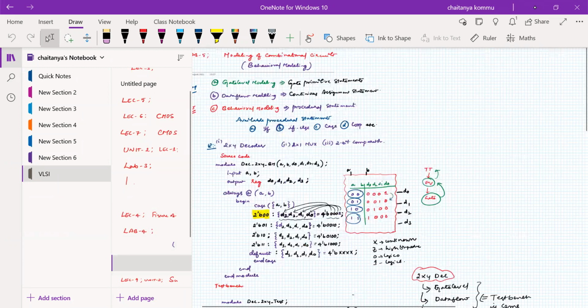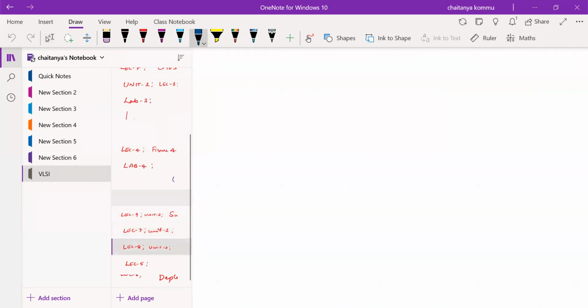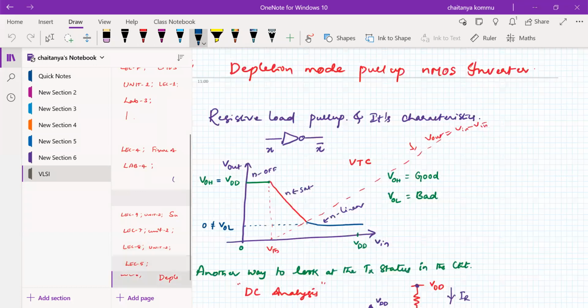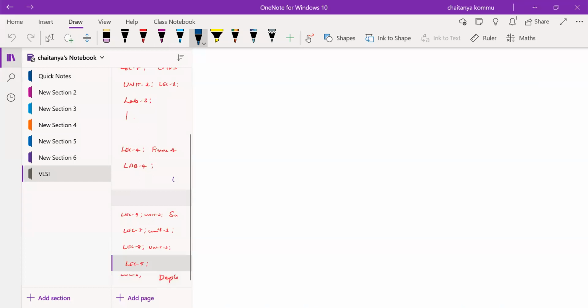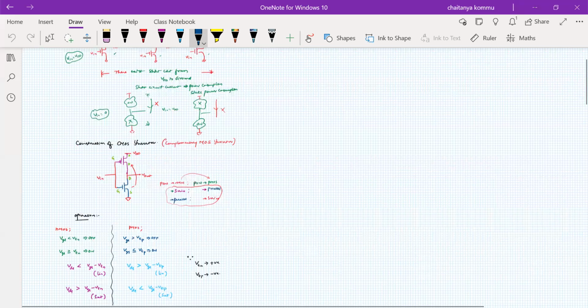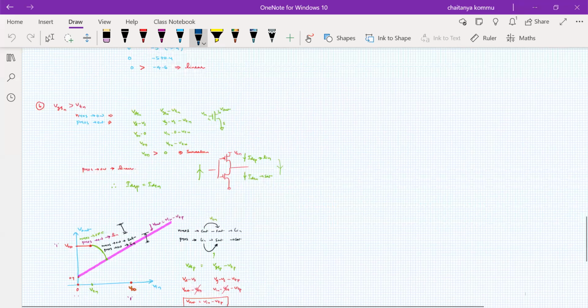This is the equation that we have derived in the last class. Okay. This is the eighth lecture. In this one, what we derived, we have derived in this one.